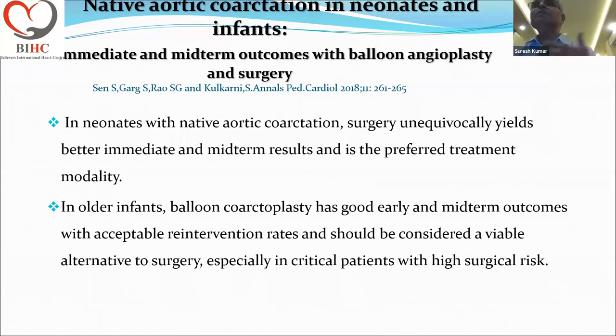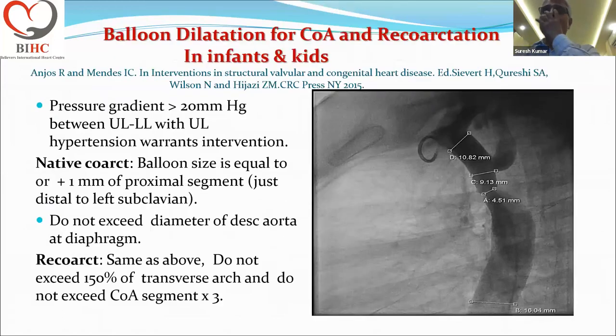In older infants, balloon coarctoplasty has good early and midterm outcomes with acceptable re-intervention rates and could be considered a viable alternative to surgery, especially in critical patients with high surgical risk. And when you go for balloon dilatation, the indication is a pressure gradient of more than 20 millimeters of mercury between upper and lower limbs.